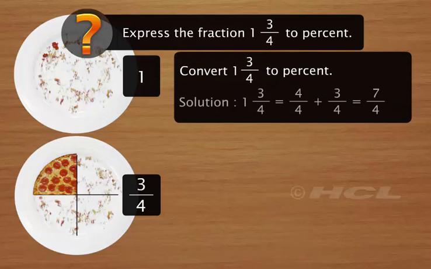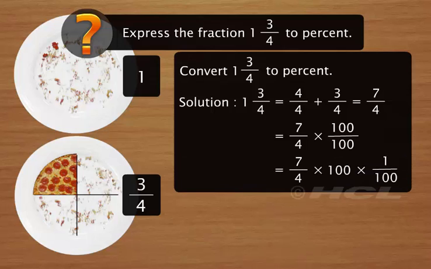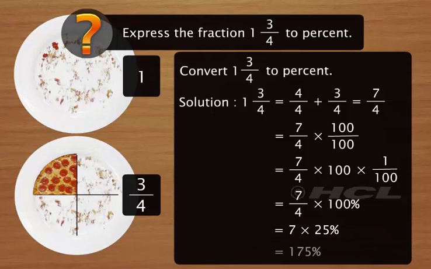First, we convert the mixed fraction to an improper fraction. Then, we multiply and divide by 100 to find the percentage. The term 1 over 100 is replaced by the percent symbol. Further simplification gives us the percent value.